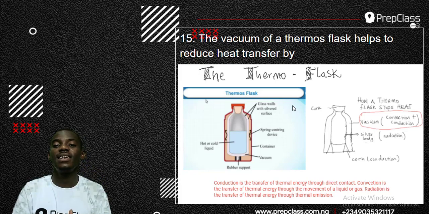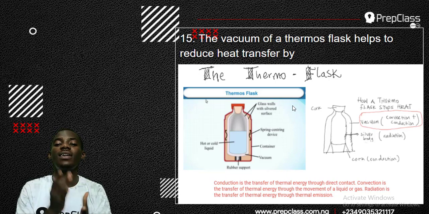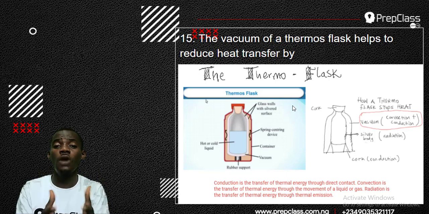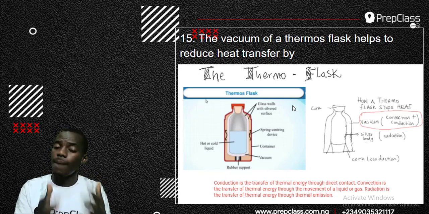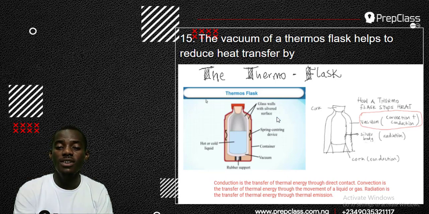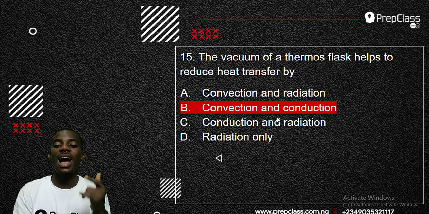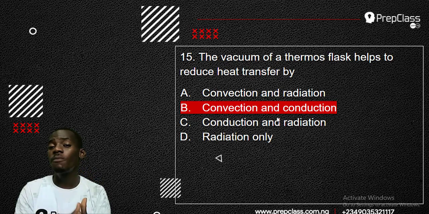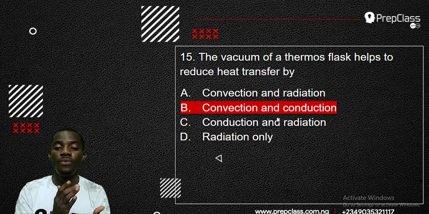Now, if you master this, then you've understood a lot about the function of the parts of the thermoflask. And that brings us to the answer of that question. That means the vacuum stops heat loss by convection and conduction. And that is my answer, option B.